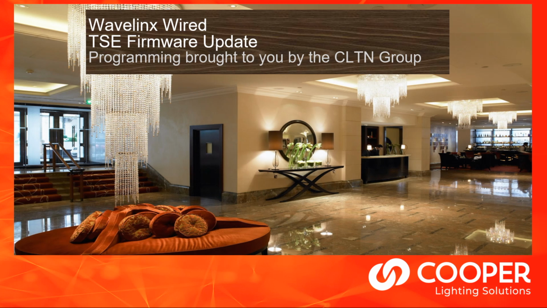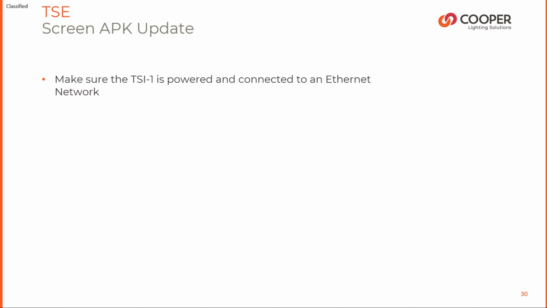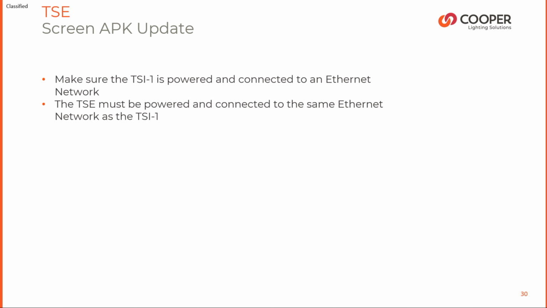Hi, my name is Ben Lee, and today we're going to take a look at the process for updating TSE firmware. In order to update the TSE screen's APK, we're going to want to make sure that the TSI1 is powered and connected to an Ethernet network. The TSE must be powered and connected to the same Ethernet network as the TSI1.